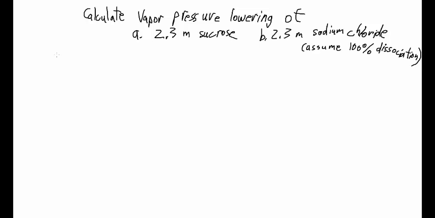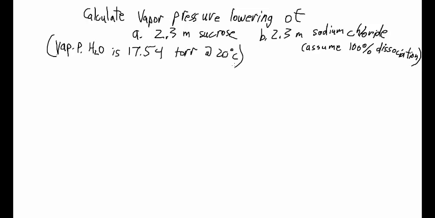Here's our question. We're going to find how much the vapor pressure gets changed compared to pure water for both of these two solutions. And we are also given this piece of information. So I guess we're assuming this is happening at 20 degrees. Here I propose step 1 should be to find the vapor pressure with sucrose.